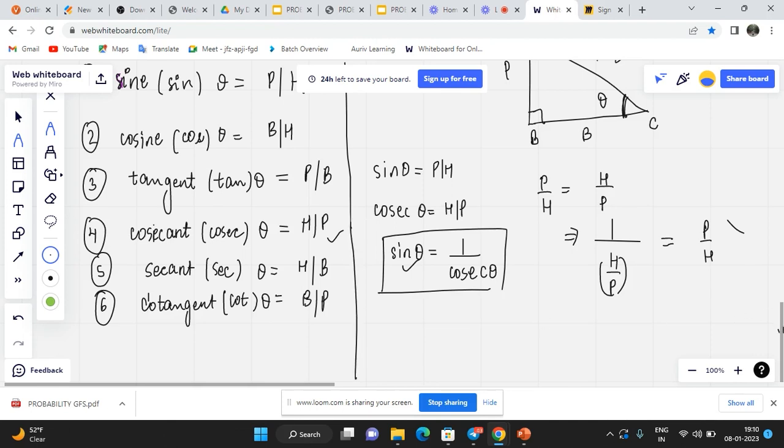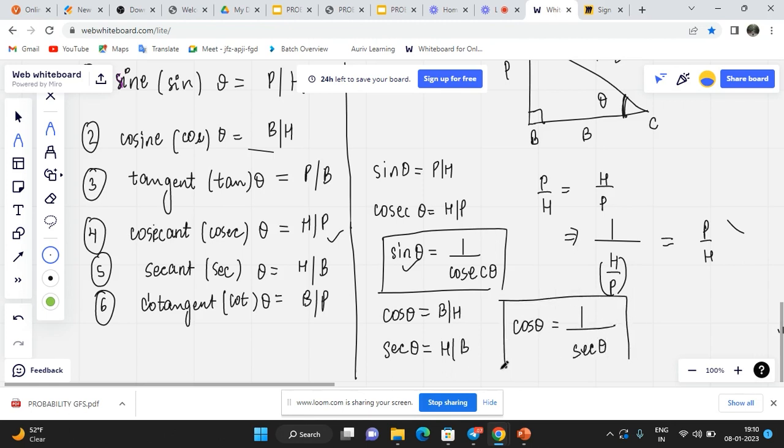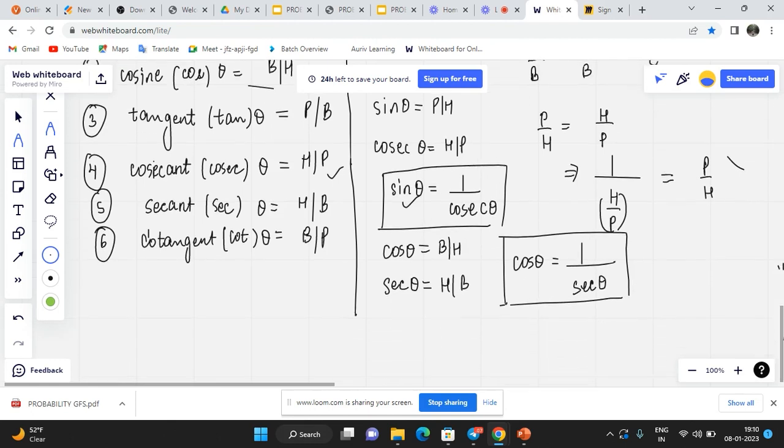Similarly, cos theta is equal to base upon hypotenuse, and from the fifth one I can see that sec theta is equal to hypotenuse upon base. Here also you can see that cos theta is equal to 1 by sec theta. Right? So this is the second formula you can learn.